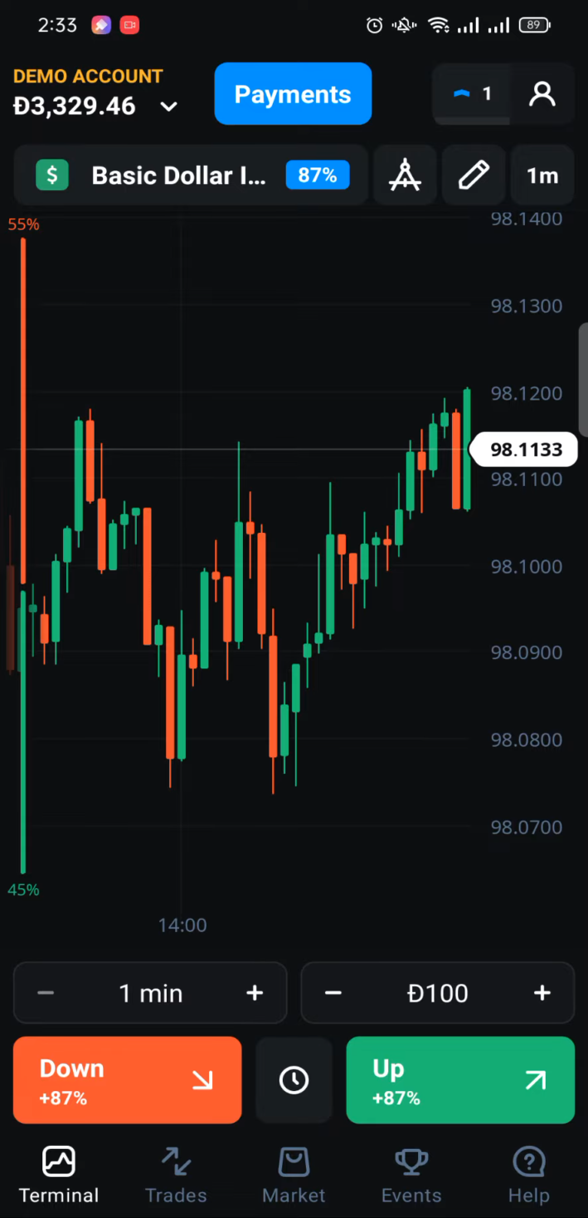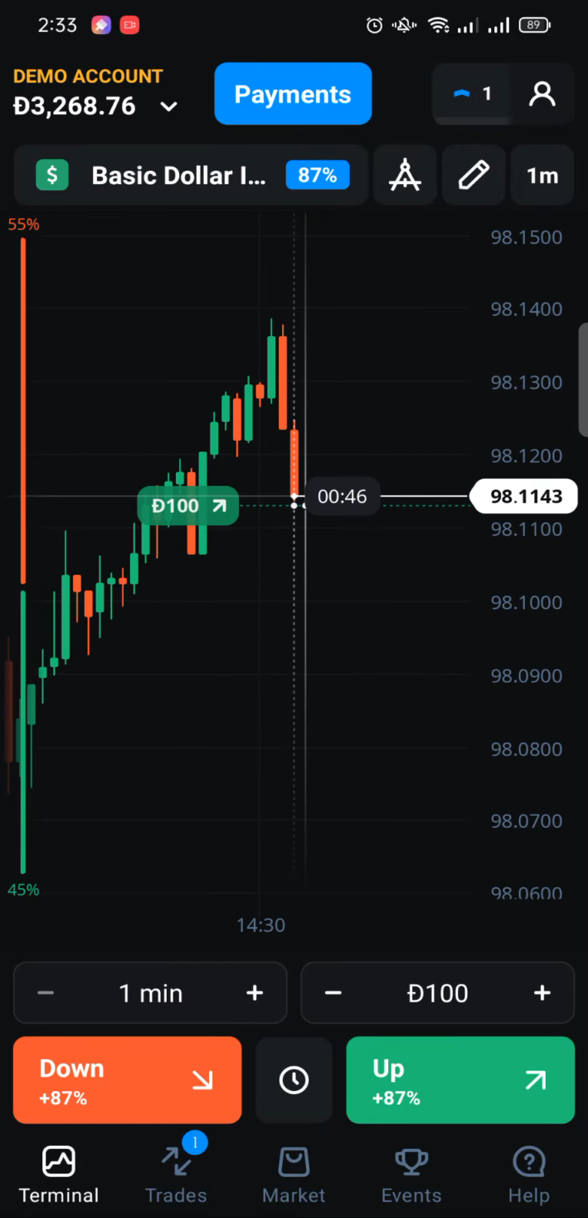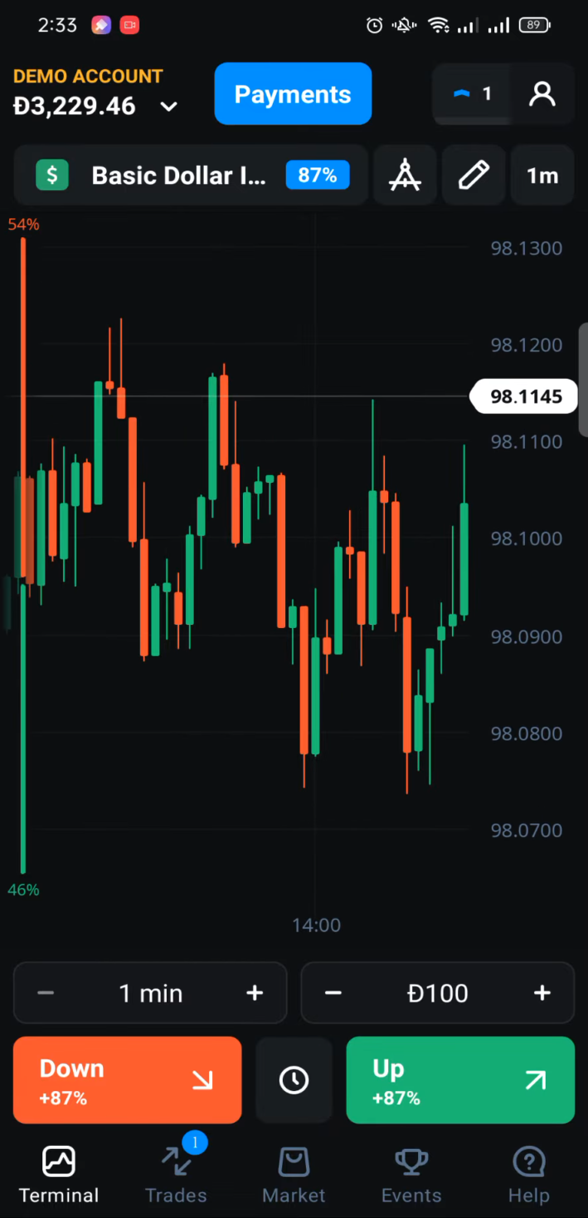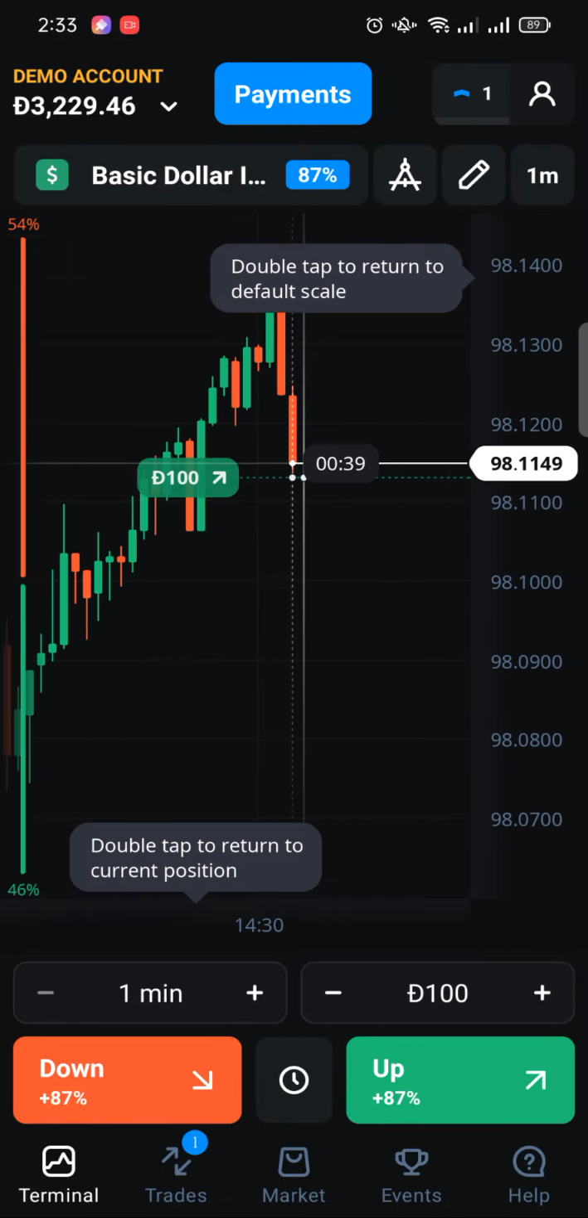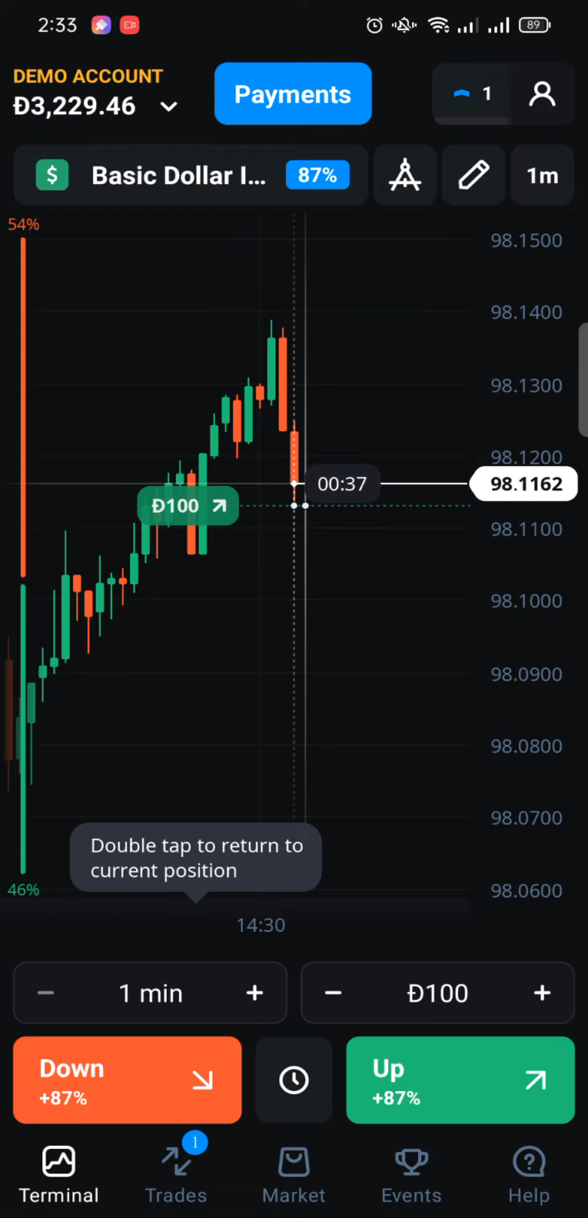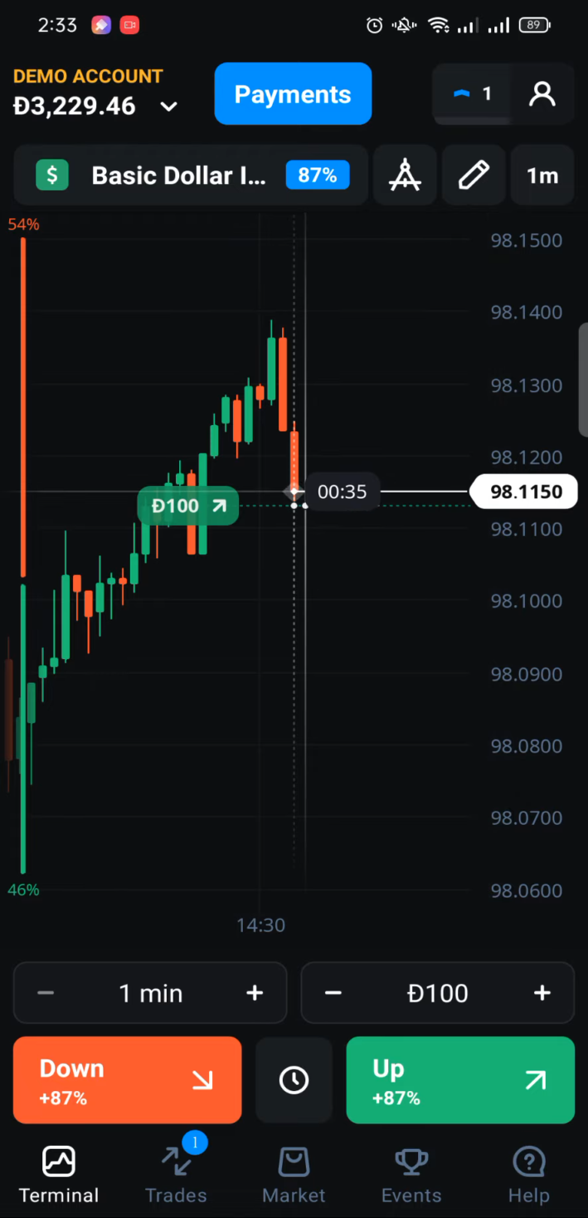According to price action, it should go up. Yeah, it has a lot of resistance up here. So let's go for buy.